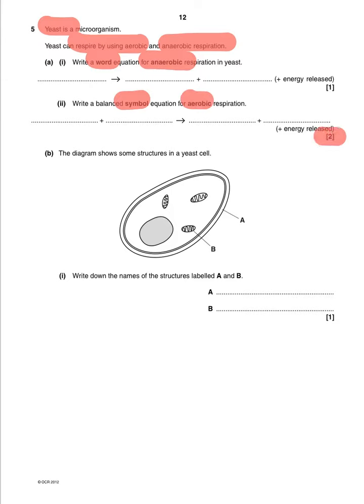Diagram shows some structures in a yeast cell. Write down the structures labelled A and B. Well, B is this squiggly one. Yeah, that's fine. A, you just got to make sure it's pointing to this outer one, not the inner one, and that's important.